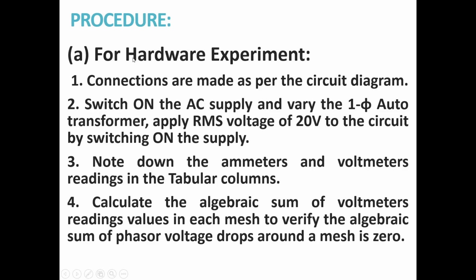Now let us see the procedure for hardware experiment. Connections are made as per the circuit diagram. Switch on the AC supply and vary the single phase auto transformer. Apply RMS voltage of 20 volts to the circuit by switching on the supply. Note down the ammeter and voltmeter readings in the tabular column, and calculate the algebraic sum of voltmeter reading values in each mesh to verify the algebraic sum of the phasor voltage drops around a mesh is 0.